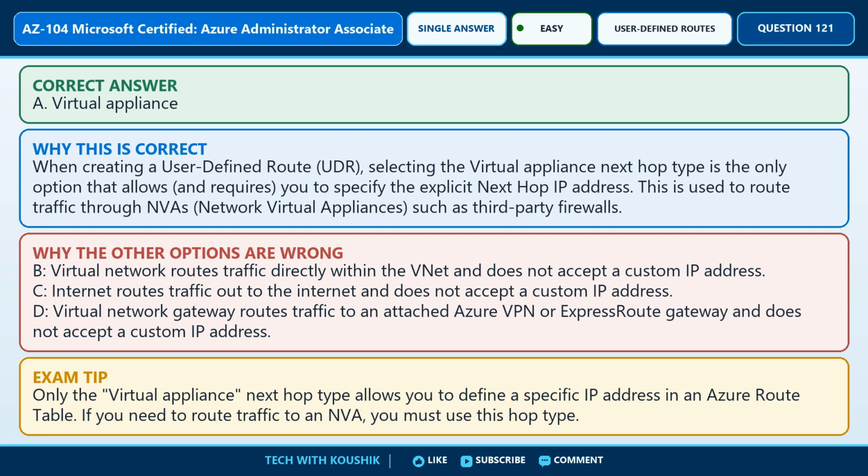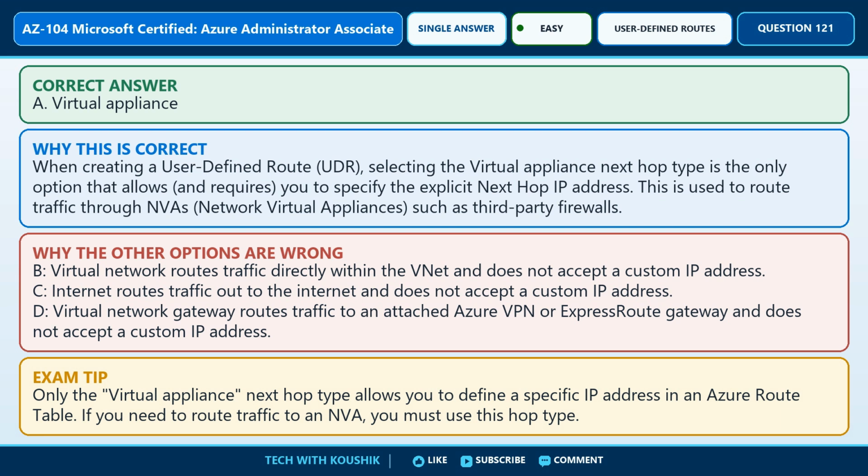The other choices do not satisfy the requirement because B. Virtual network routes traffic directly within the VNet and does not accept a custom IP address. C. Internet routes traffic out to the Internet and does not accept a custom IP address. D. Virtual network gateway routes traffic to an attached Azure VPN or ExpressRoute gateway and does not accept a custom IP address. Keep this examination point in mind.